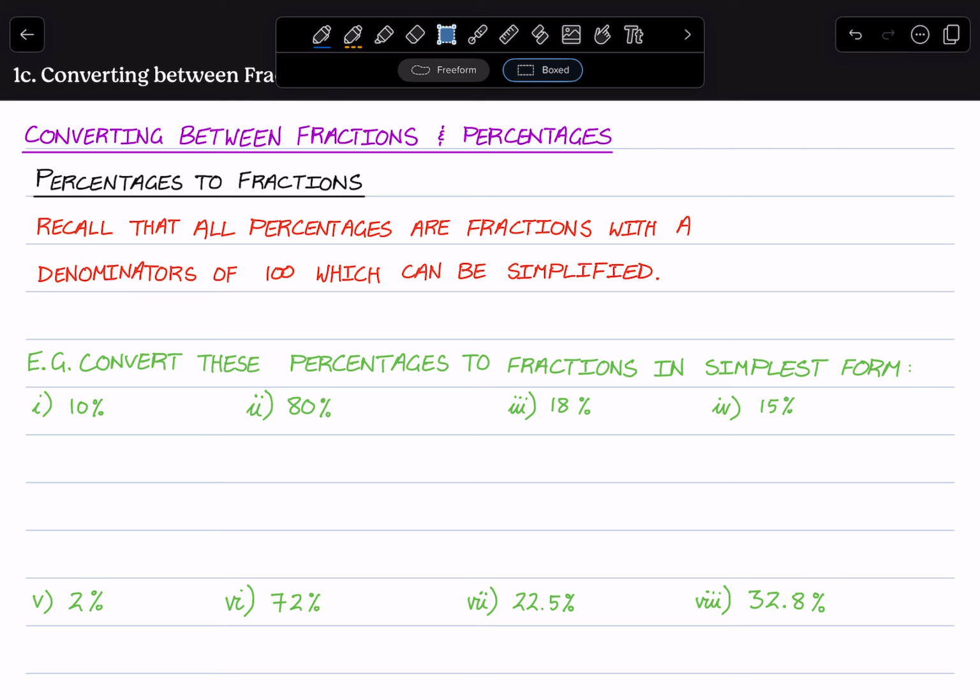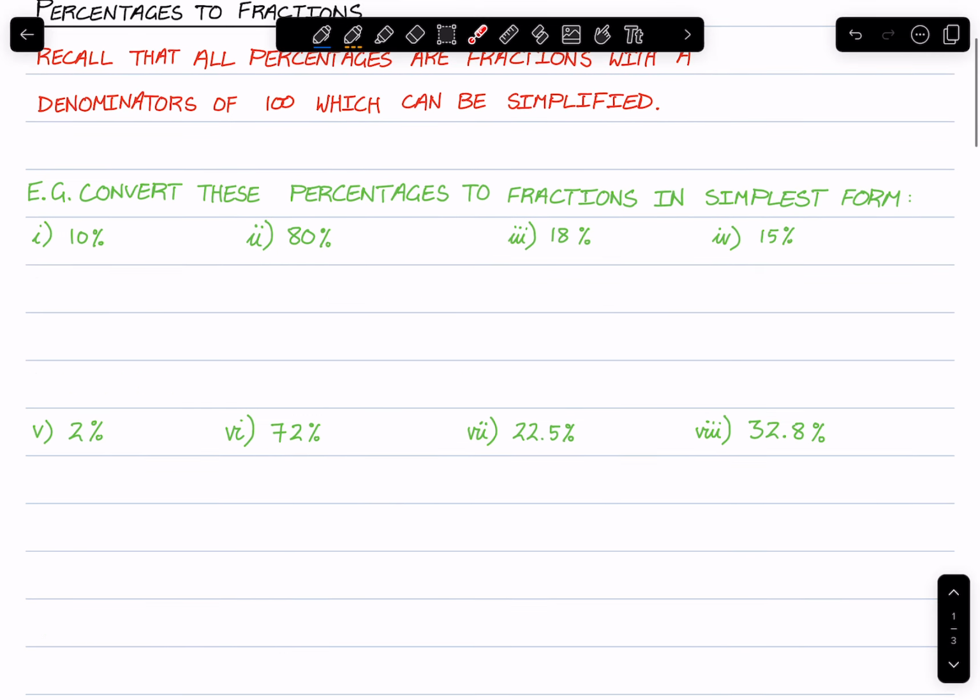Hello class, this is a video tutorial on converting between fractions and percentages. In the first part of this video, we're going to be converting percentages into fractions. To do this, we need to recall that percentages are just fractions with denominators of 100, which we will be simplifying. So you can pause at any time and give this a go.